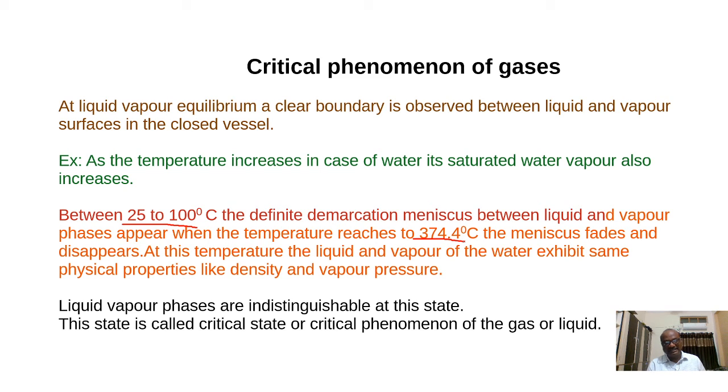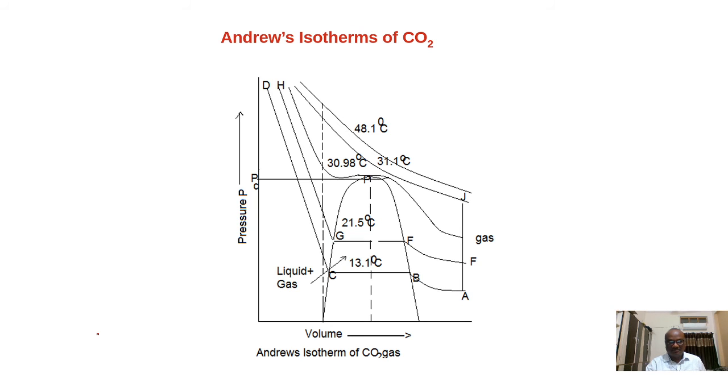This point or state is called the critical state. In order to explain the concept, let me see the Andrews isotherms of carbon dioxide. What are Andrews isotherms of carbon dioxide? What is the meaning of isotherm? An isotherm is a graph which is drawn at constant temperature.